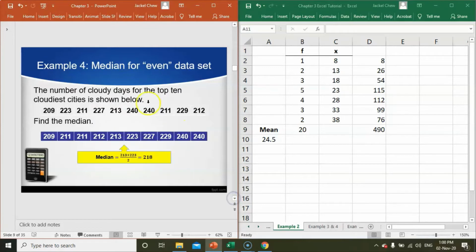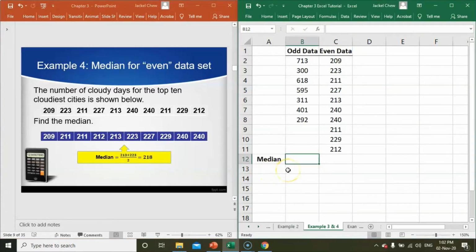And then to find the median for an even data set, for example, we have 10 numbers, then we do the same way. We arrange all the numbers in ascending order, and then we find the middle point. Since the middle point lies between these two numbers, 213 and 223, therefore we add these two numbers and then divide by 2 to get the median.